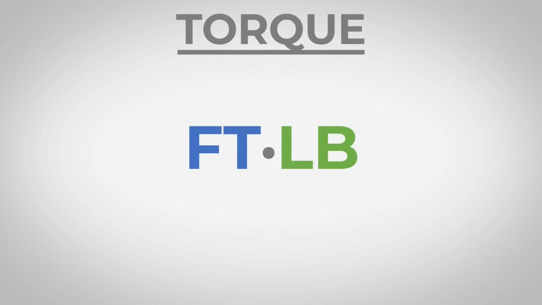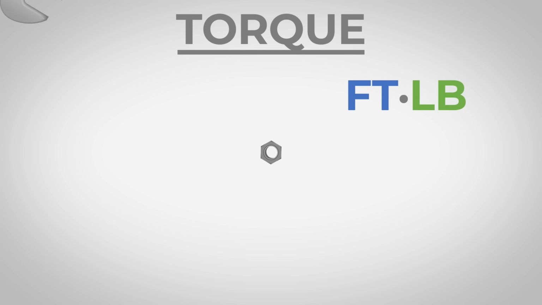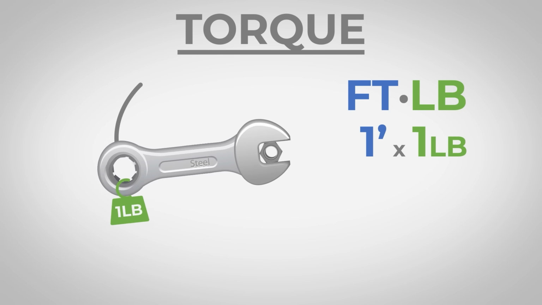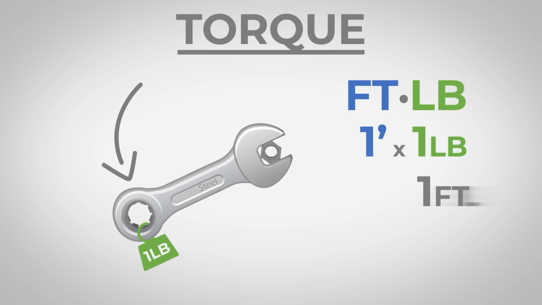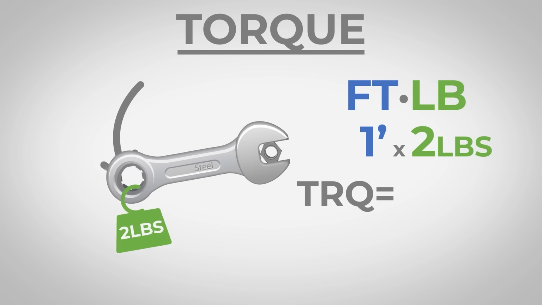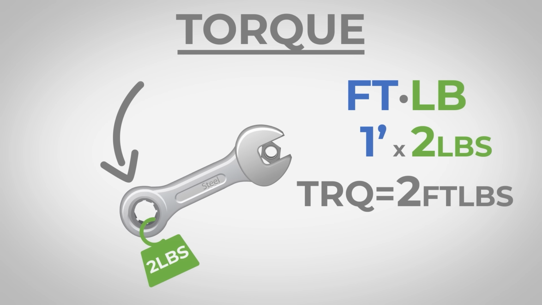Torque is measured and displayed in foot-pounds, which is kind of a weird concept, but if you imagine a 1 foot long lever and you put 1 pound of pressure on the end of that lever, the resulting twisting motion is 1 foot-pound of torque. Now, if you applied 2 pounds of pressure on the end of that 1 foot lever, that would be 2 foot-pounds of torque, 1 times 2.